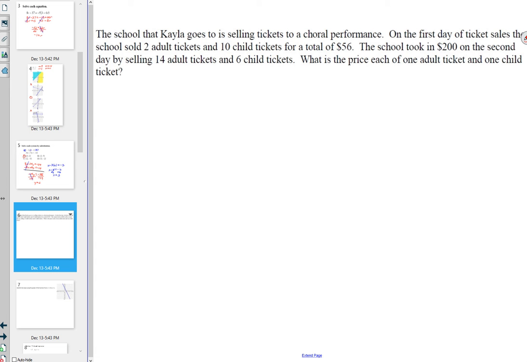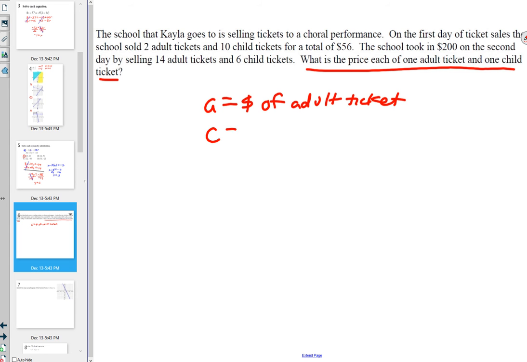So the first thing you want to do is actually look at the question, because the question is going to tie into your variables, your unknowns. That's what we're looking for. You look for a variable, you look to answer a question. What's the price of an adult ticket and a child ticket? So let's let A be the cost of an adult ticket, and let's let C be the cost of a child ticket. But since we have 2 unknowns, that means we need 2 equations. Can you come up with 2 equations based on the information you were provided? I know Skylar can.